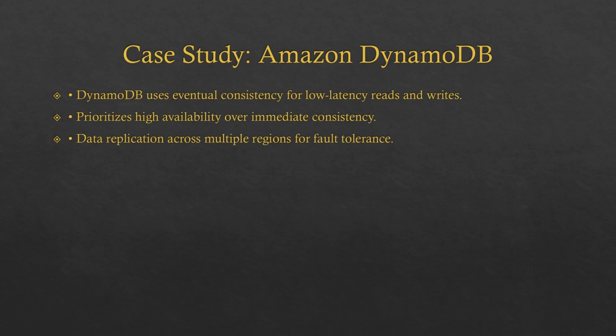Let's look at a case study on Amazon DynamoDB, which uses eventual consistency to ensure low latency reads and writes. DynamoDB prioritizes availability, making it a great choice for highly distributed systems where near instant access to data is required, but the latest data is not always necessary.